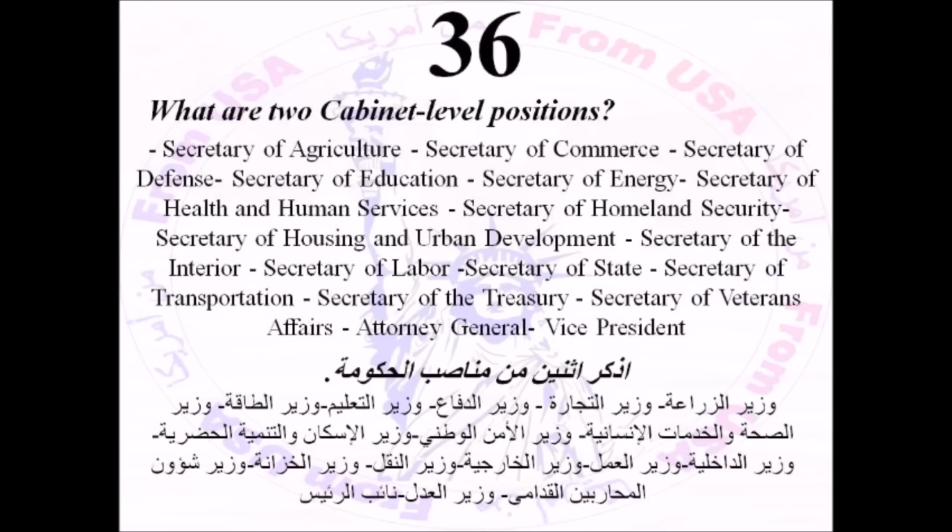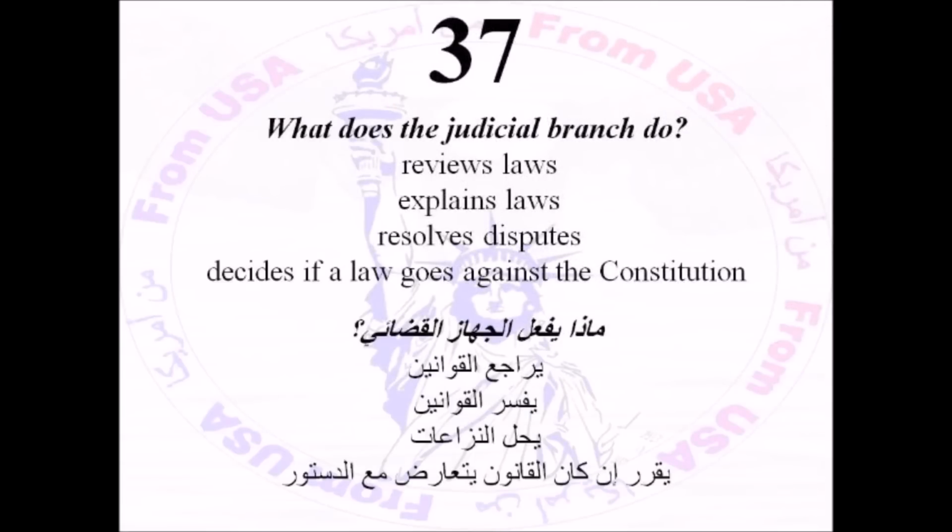Number 37. What does the judicial branch do? It reviews laws, explains laws, resolves disputes, and decides if a law goes against the Constitution.